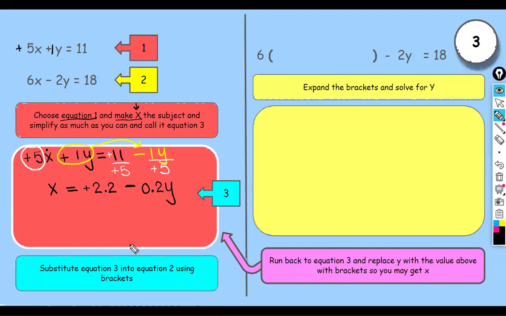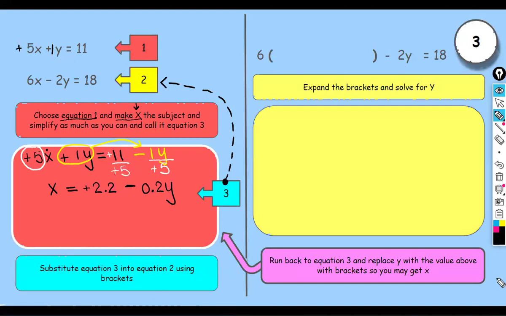And we get to finally call that equation, equation 3. Because when you choose equation 1 and you make X the subject, we get to call it equation 3. Right? So you forgot the letter y here, right? I'm just letting you know, just in case. Great. Now that we have equation 3, which equation do we run to now? We always run to the one we didn't use as yet, which is equation 2. So we put on our jogging shoes and we run to equation 2.